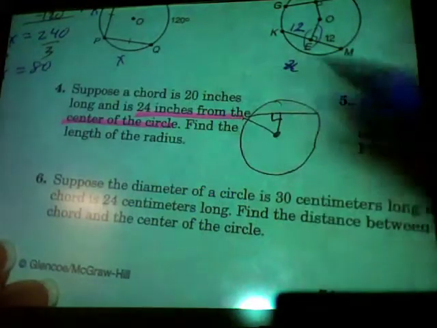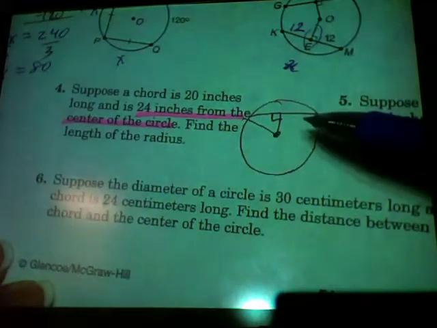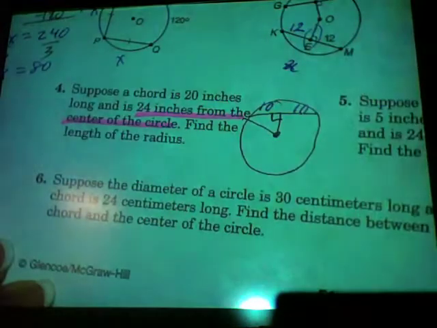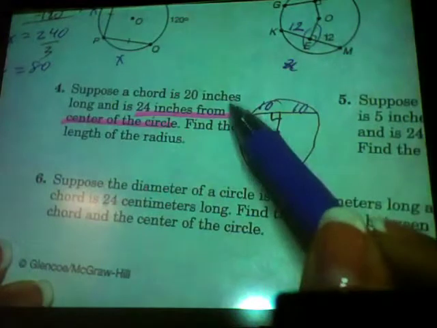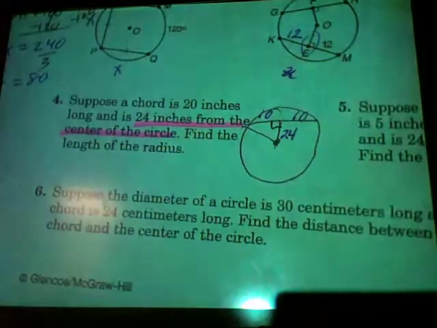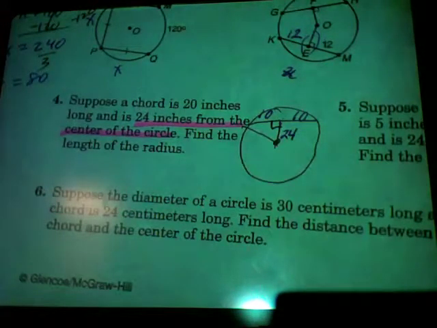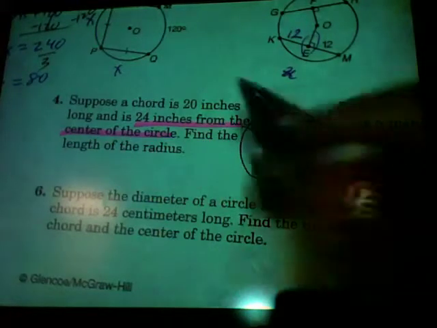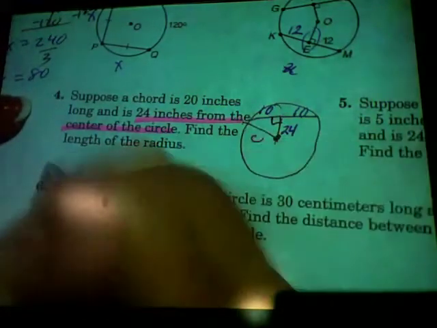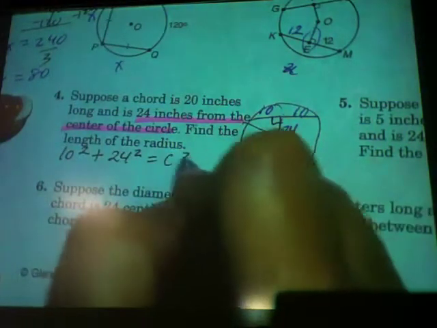A chord is 20 inches. What am I most interested in about the chord? It's bisected, so this is 10, and then this is 10 should I need it later. And it says it's 24 inches from the center of the circle. This is the distance right here from the center of the circle, so this is 24. They want to know the radius. We're not going to go through all the work, we're just going to set up the problem, and I'm assuming that you could use a calculator or whatever to finish it. What are we going to use to find it? Pythagorean's theorem, right? Isn't that C? So your equation to set up to solve it would be 10 squared plus 24 squared is equal to C squared. And of course you'd finish that.